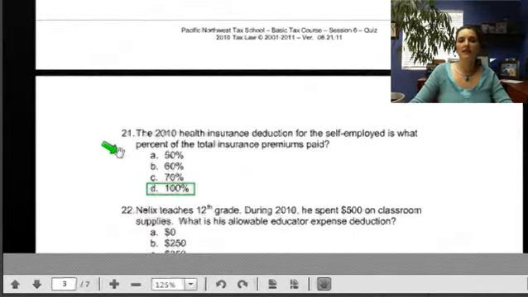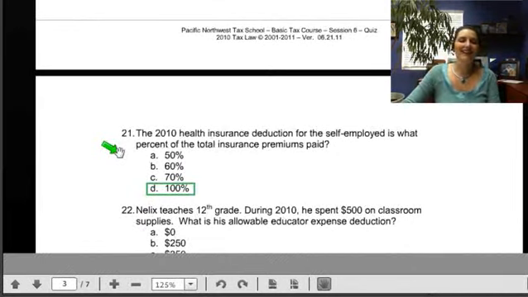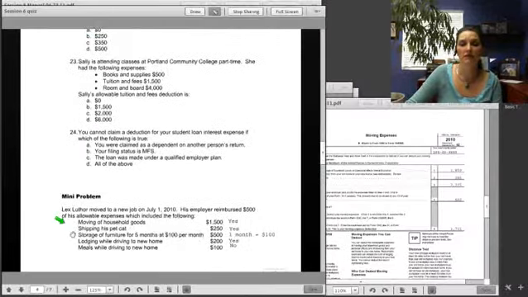Number 21, the 2010 health insurance deduction for the self-employed is what percentage of the total insurance premiums paid? Well, the only answer here that has any truth at all is 100%. Of course, you have to have net income from self-employment. And if you do have net income from self-employment, then you are allowed to deduct your health insurance premiums up to your self-employment income. But really, the self-employed health insurance premiums themselves are fully deductible. There is no limit on how much you can deduct other than the fact that you cannot claim a deduction for self-employed health insurance premiums if you didn't have any income from your business or if you didn't have very much income from your business.